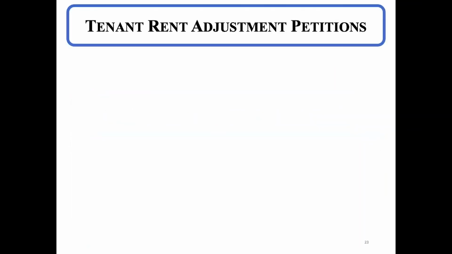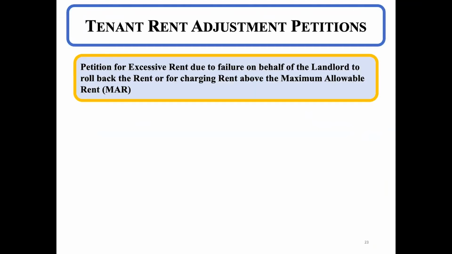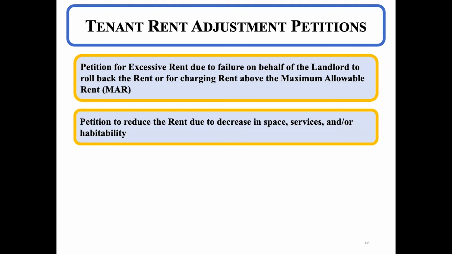Rent adjustment petitions. These are the tenant rent adjustment petitions. There's a petition for excessive rent due to failure on behalf of the landlord to roll back the rent, or for charging rent above the maximum allowable rent, just a straight overcharge allegation. A petition to reduce the rent due to a decrease in space, services, and or habitability. This is just for if there are habitability problems in the unit. These two make up most of the tenant petitions that we have received.